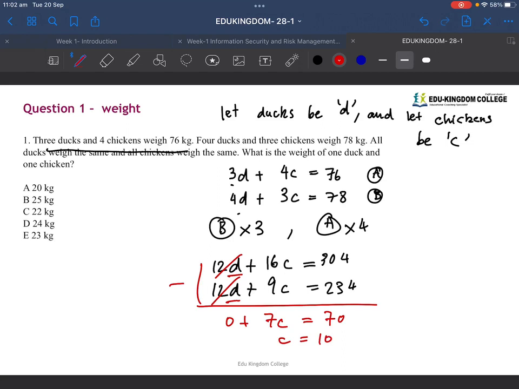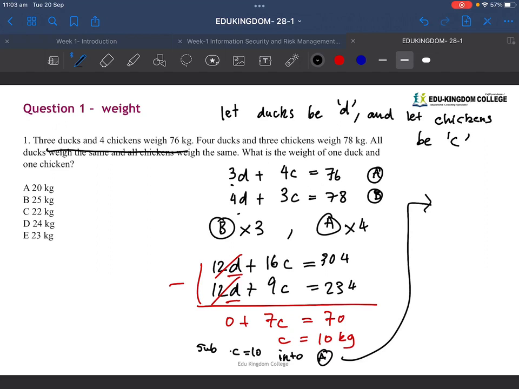Now that I've worked out C, or chickens weigh 10 kilograms, right? How about the ducks? How do we find that out? Well, we substitute it back. I'm going to write it down. Substitute C equals, oops, not 70, 10, into option A. Let's do that, okay? And we'll continue the working out here.